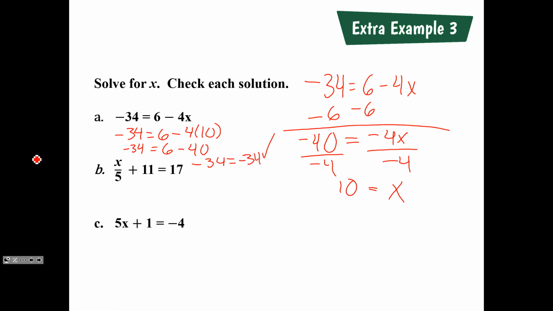Okay, now I'm going to give you about a minute to do B and C. So B is x over 5 plus 11 equals 17. And C is 5x plus 1 equals negative 4. So do B, and then once you're done with B, you can head on to C. About 1 minute to do that, okay? Again, if you're watching the video, you can just pause at this moment and then press play once you're done.